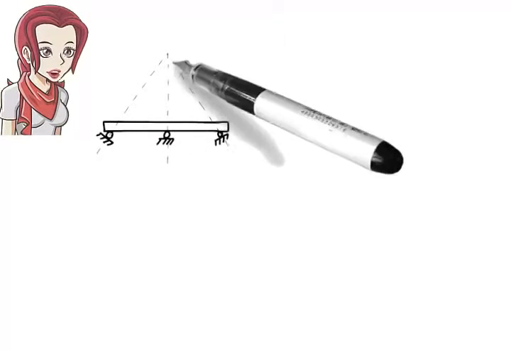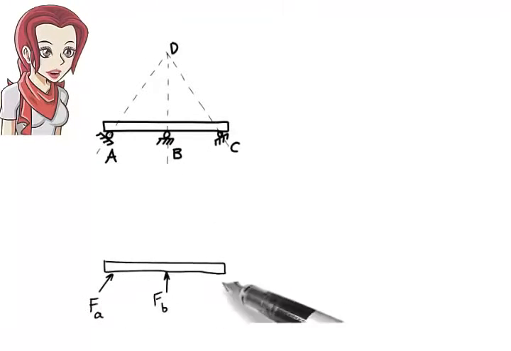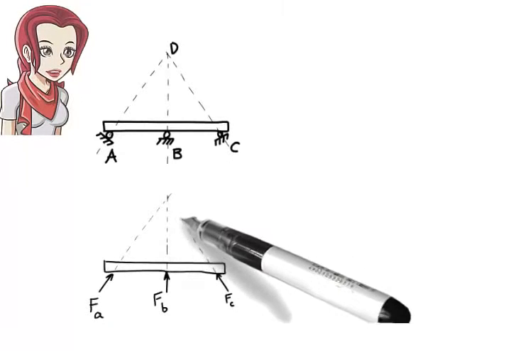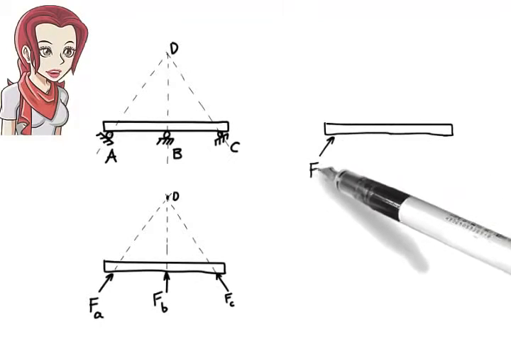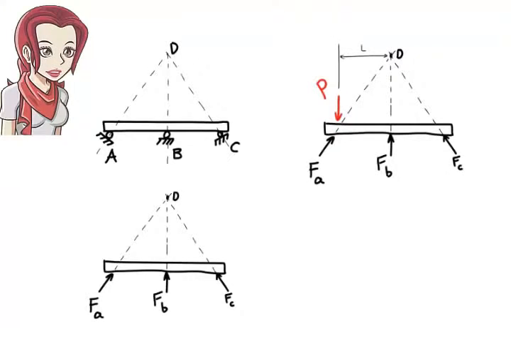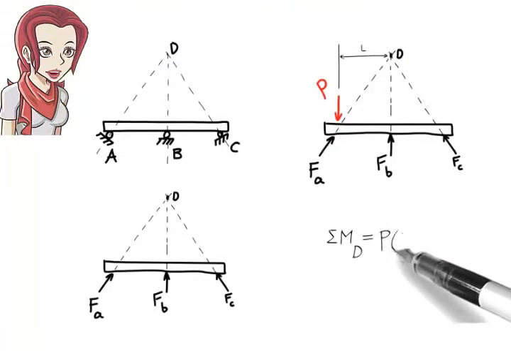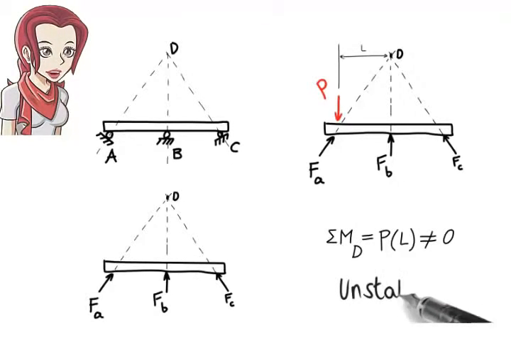Let's look at one more beam example. This beam has three reaction forces. Note how all of them pass through a single point, point D. If we subject the beam to a non-zero vertical force P at, say, point A, the moment equilibrium equation becomes P times L. Since this product is not 0, the equation is not satisfied. Therefore, the structure is not stable.